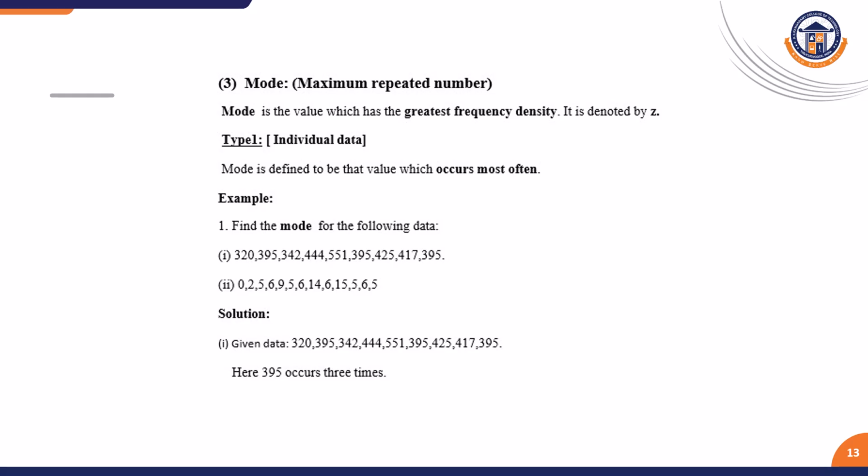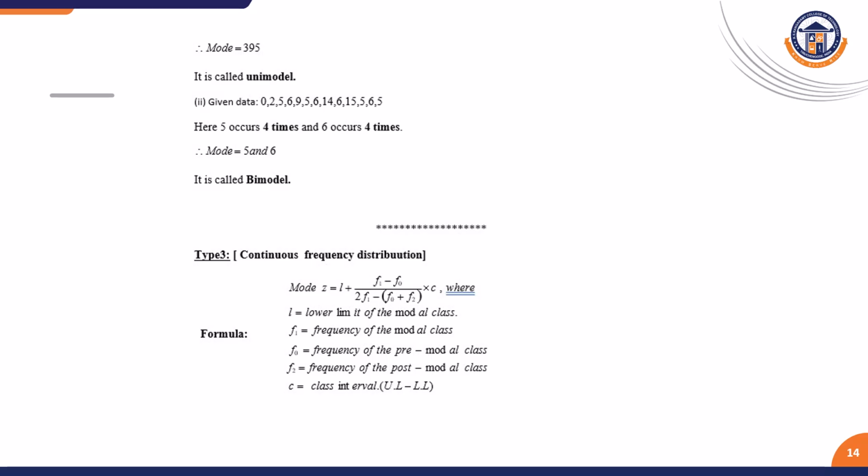So here we are going to find how many times each and every data value occurs. Here 320 is repeated one time, 395 is repeated three times, 342 is repeated one time. So the maximum number of repetitions is for the value 395. So the mode is 395. This nature of mode is called unimodal.